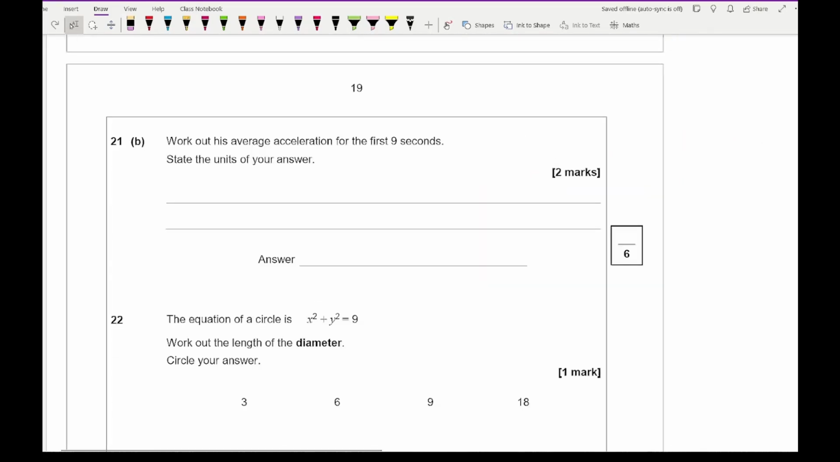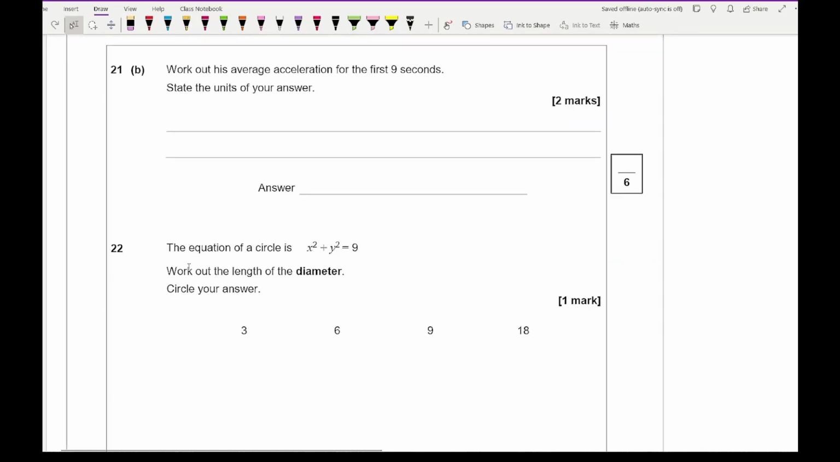Then moving on to question 21b, it says work out the average acceleration for the first 9 seconds, state the units of your answer. Now the acceleration is basically going to be speed divided by time, which in this case is going to equal the gradient. So what the question is asking me is to work out the gradient of the first 9 seconds.